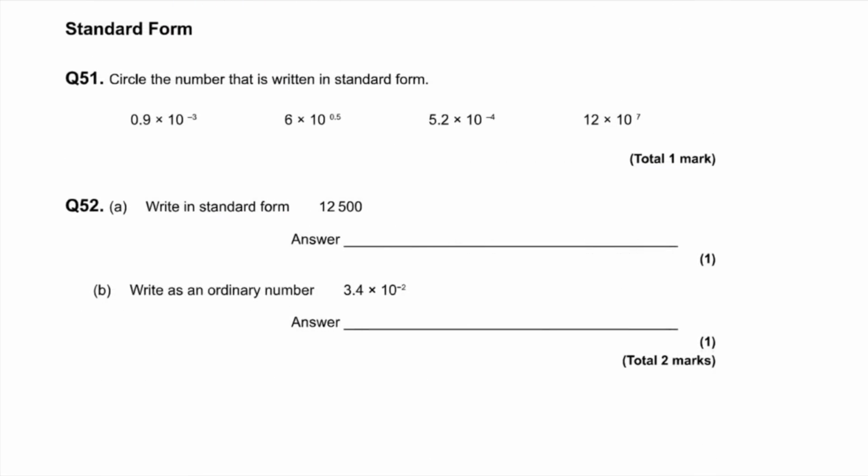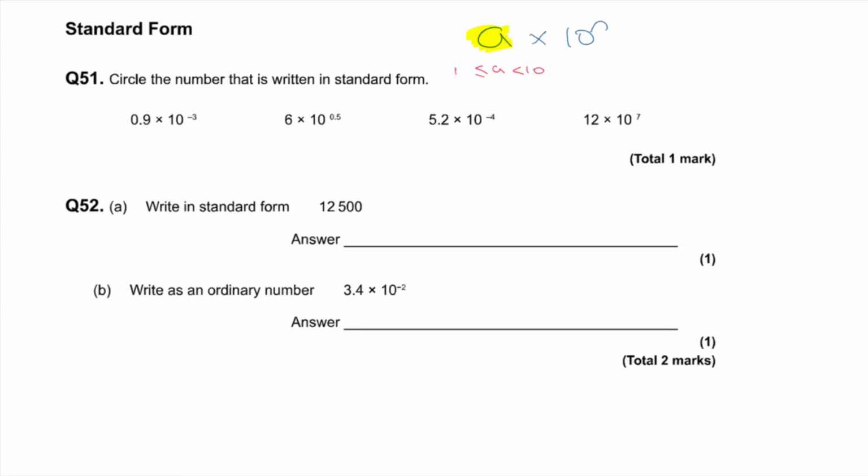Next up, standard form. When you write a number in standard form, it needs to be in the form a times 10 to the n. Now this number a needs to be a number between 1 and 10. So a needs to lie between 1 and 10. Now it can be equal to 1, but it can't be equal to 10. It's like up to 9.99999 whatever.